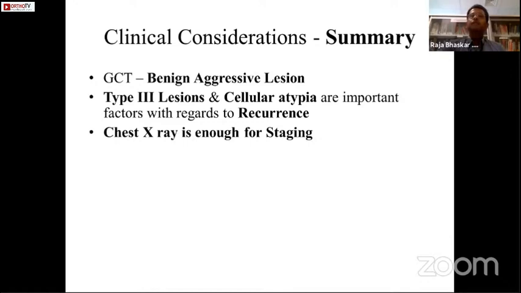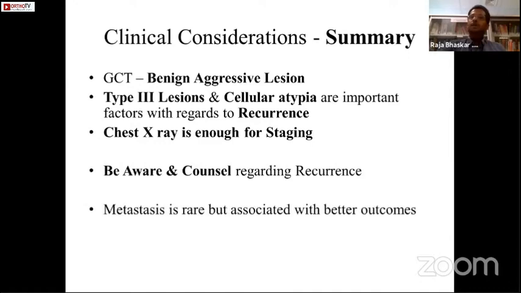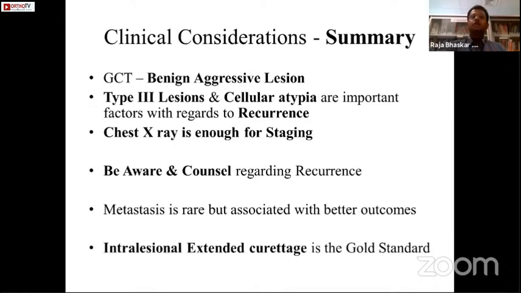Chest X-ray is enough for preoperative staging of the disease. You need to counsel patients regarding recurrence and also be mindful that metastasis is rare but associated with better outcomes. Biopsy is the choice for diagnosis, and intralesional extended curettage is the gold standard for surgery to attain good outcomes.